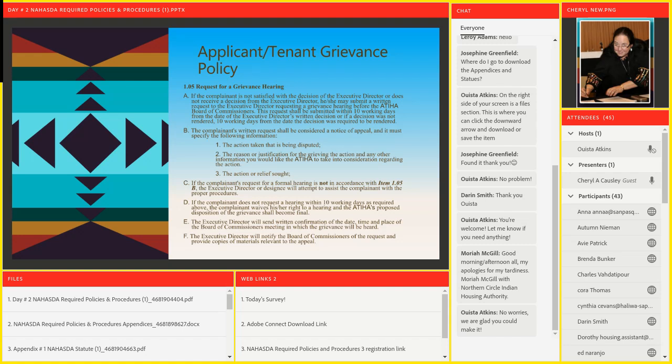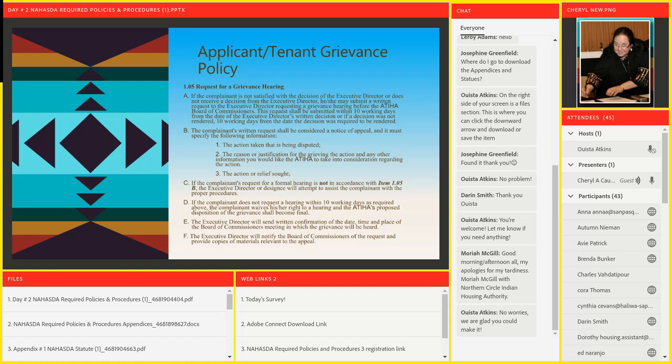If the complainant's request for a formal hearing is not in accordance with item 105B, the executive director or designee will attempt to assist the complainant with the proper procedures. If the complainant does not request a hearing within 10 working days as required above, the complainant waives his or her right to a hearing, and the housing entity's proposed disposition of the grievance shall become final.